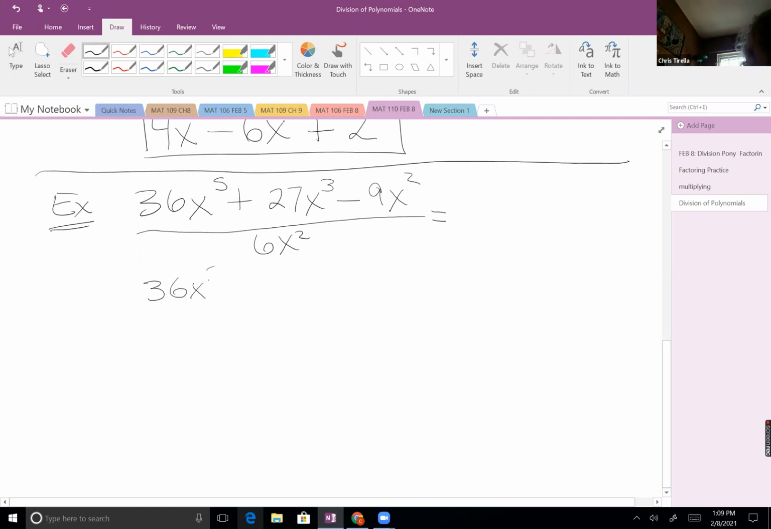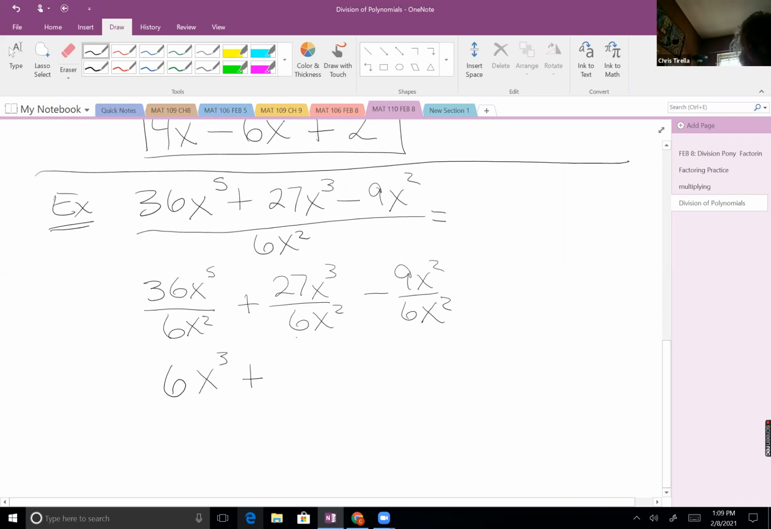Did everybody take that? Because there are 3 terms in the numerator, divide it into 3 separate division problems. Here, in the first one, 36 divided by 6 is 6. x to the 5th divided by x to the 2nd is x to the 3rd.